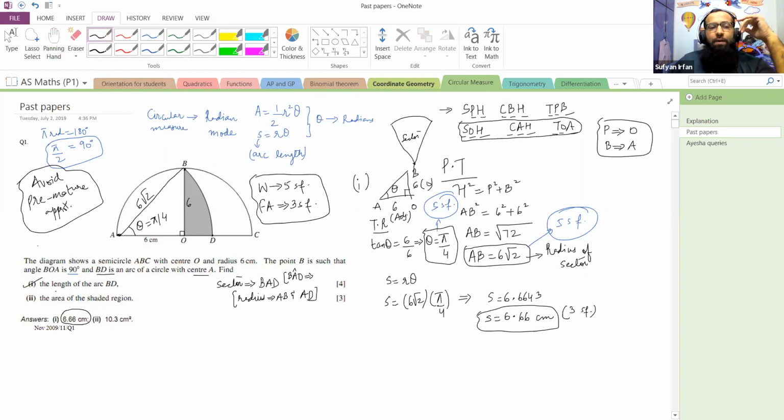Now let's move on to part number 2. Part number 2 says find the area of the shaded region. Mostly, as far as perimeter is concerned, we add many lengths together. And as far as area is concerned, we find one area, we find the second area, we subtract both, and then we find the shaded area. In 90% of the questions, we have to deal with such a strategy. Directly, we cannot find the shaded area. We have to use a 3-step approach.